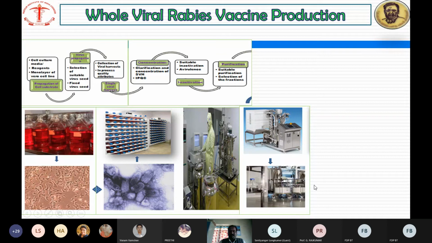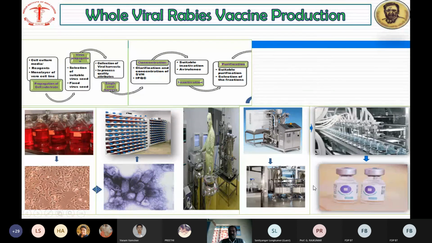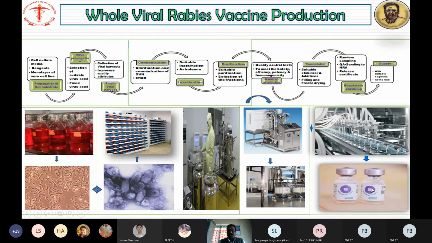After the purification, it goes for formulation with suitable stabilizers and additives, then filling into vials, then freeze drying with the vaccine vial monitoring system. Then we check the quality control tests to meet the safety, efficacy, and immunogenicity potential. Those are the quality attributes. Fill and finish, then random sampling by quality assurance, sending to the national authority for the release certificate, and supply with suitable logistics at the end. What do we mean by suitable logistics?